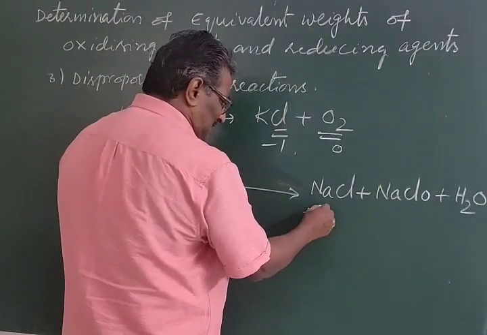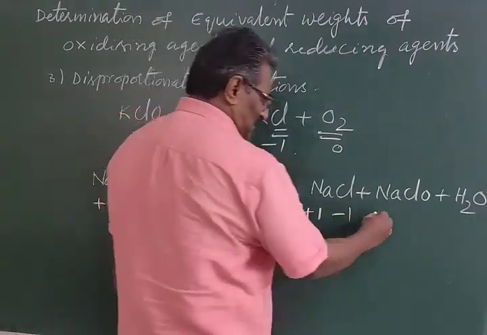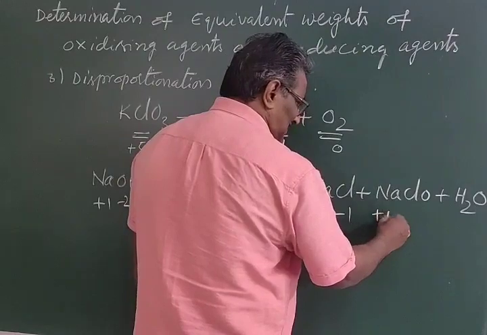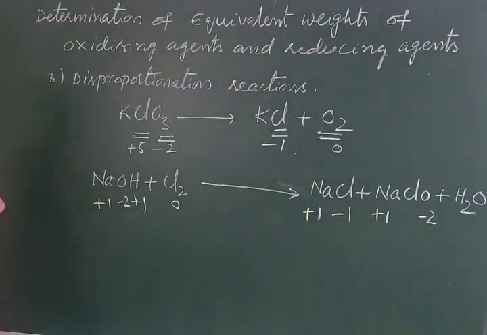In sodium chloride, the oxidation state of sodium is +1 and the oxidation state of chlorine is -1. In sodium hypochlorite, the oxidation state of sodium is +1 and the oxidation state of oxygen is -2.